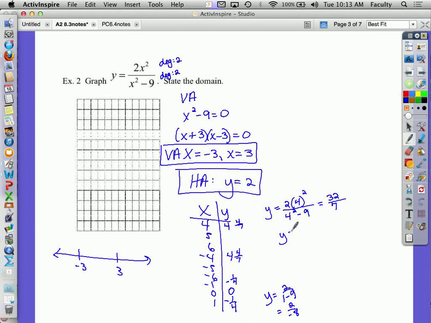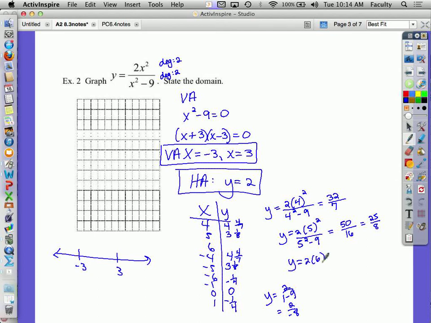Now let's do a 5. 2 times 5 squared over 5 squared minus 9. 2 times 25 is 50. 25 minus 9, that's 16. Alright, 2 goes into both of those numbers. So that's 25 over 8. 8 goes into 25 3 whole times with 1 left over, right? So let's fill that in at -5 as well. And then let's do 6.